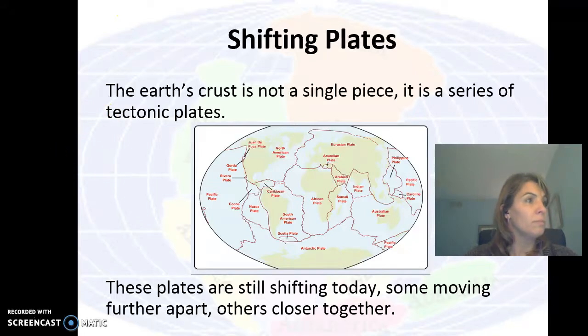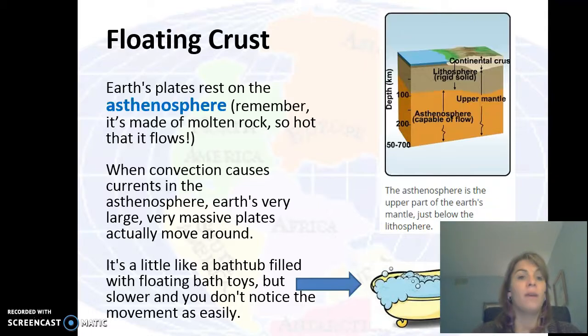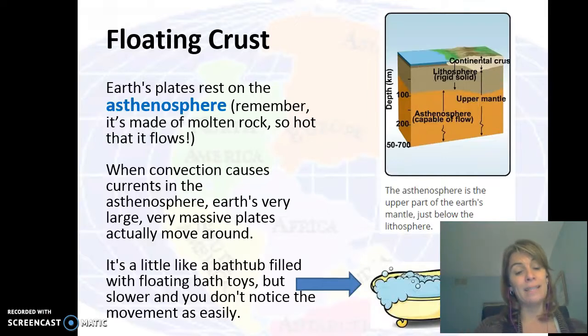Okay. Floating crust. I'm going to have to cover the ducky. Earth's plates rest on the asthenosphere. Okay, here's that same picture from before. Remember, it's made of molten rock so hot that it flows, and it's like a clay consistency. When convection causes currents in the asthenosphere, Earth's very large, very massive plates actually move around. Now, they move around very slowly, but they still move around, and over a long period of time, it makes a big difference. It's a little like a bathtub filled with floating bath toys, but it's slower and you don't notice the movement as easily.